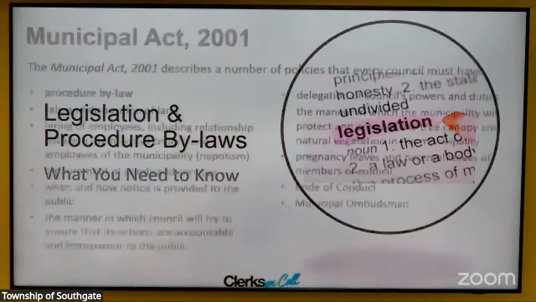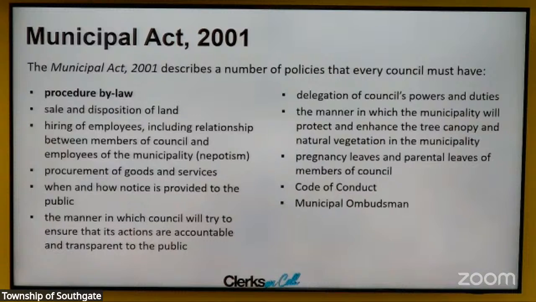So yes, we'll take a look at the legislation. The municipalities, of course, are creatures of the province and are entirely reliant on our provincial legislation. And the Municipal Act is undoubtedly the most important piece of legislation governing all Ontario municipalities. The Municipal Act stipulates that every council must establish a number of different policies and processes. And this slide lists some of the most significant ones, including the requirement to have a procedure bylaw.